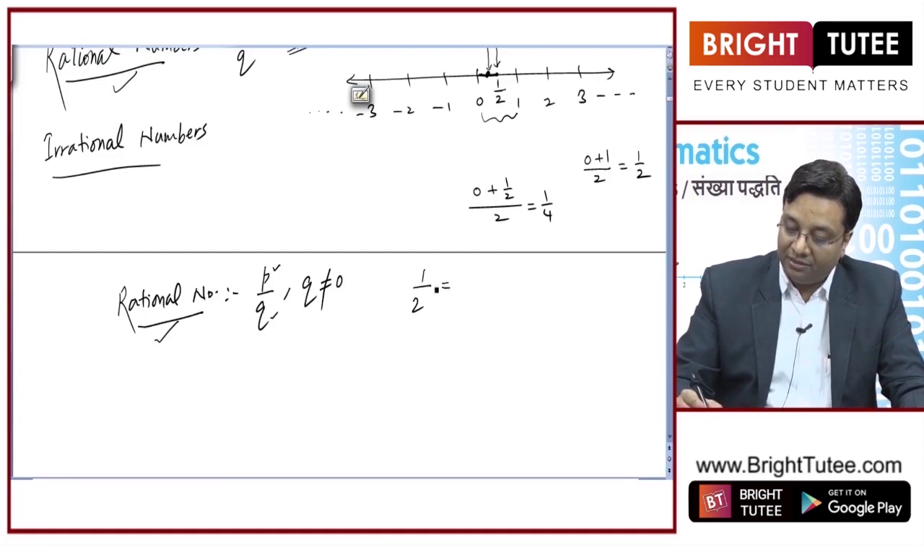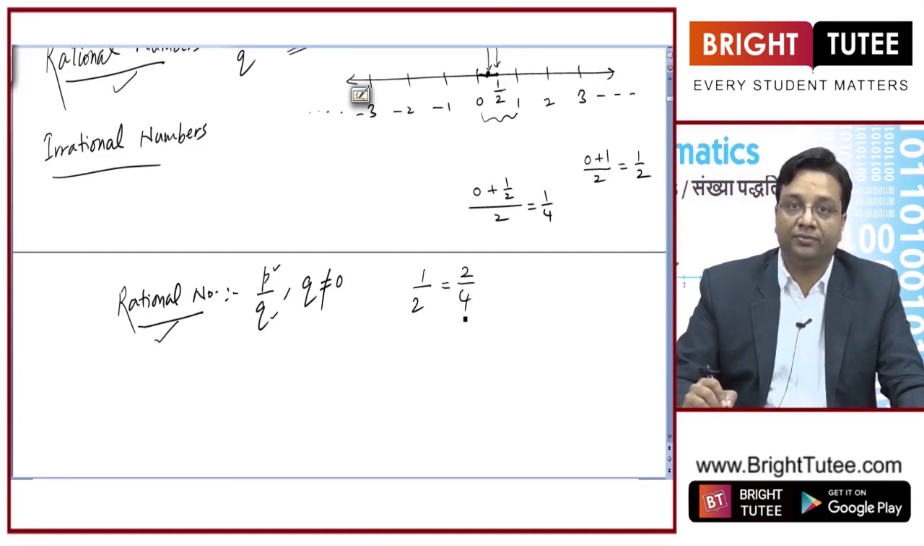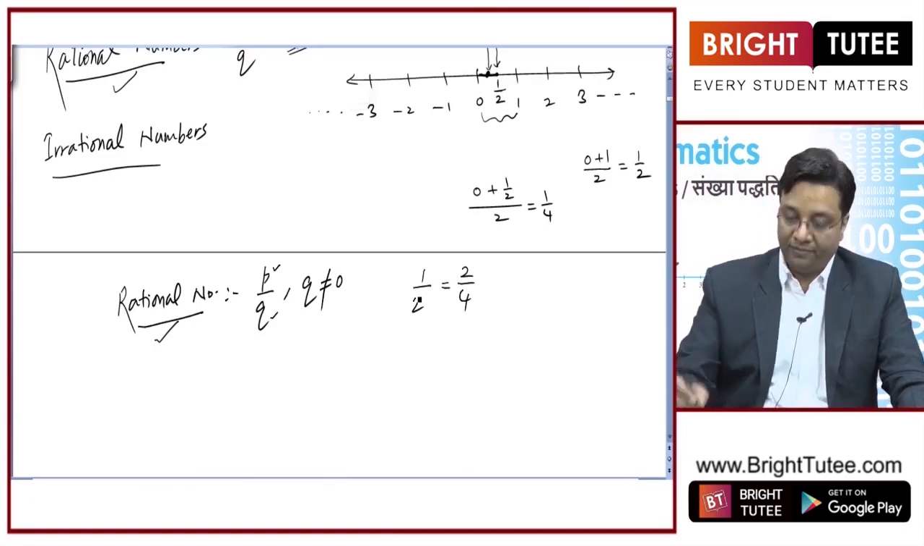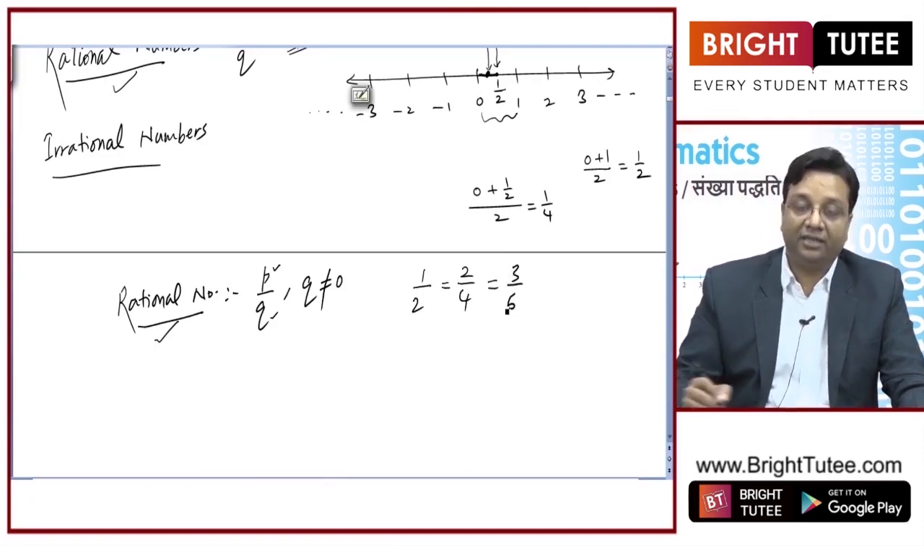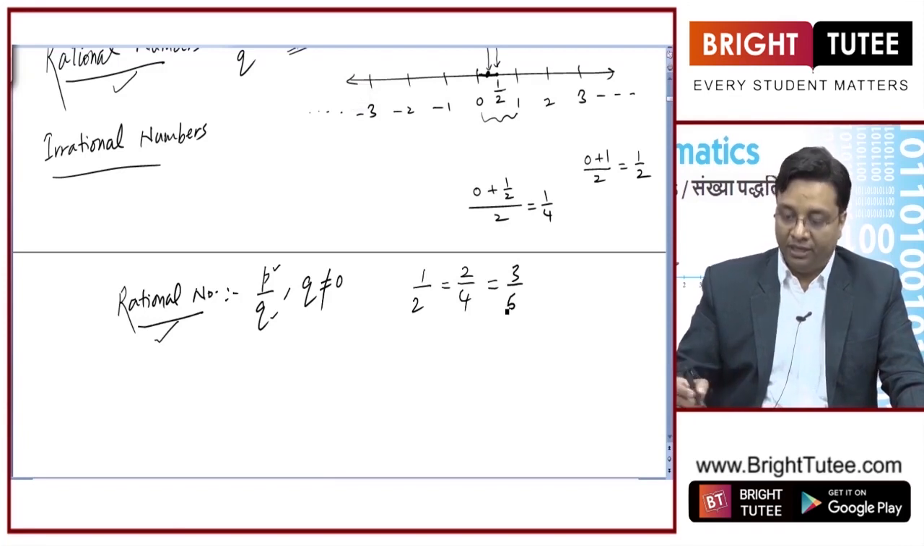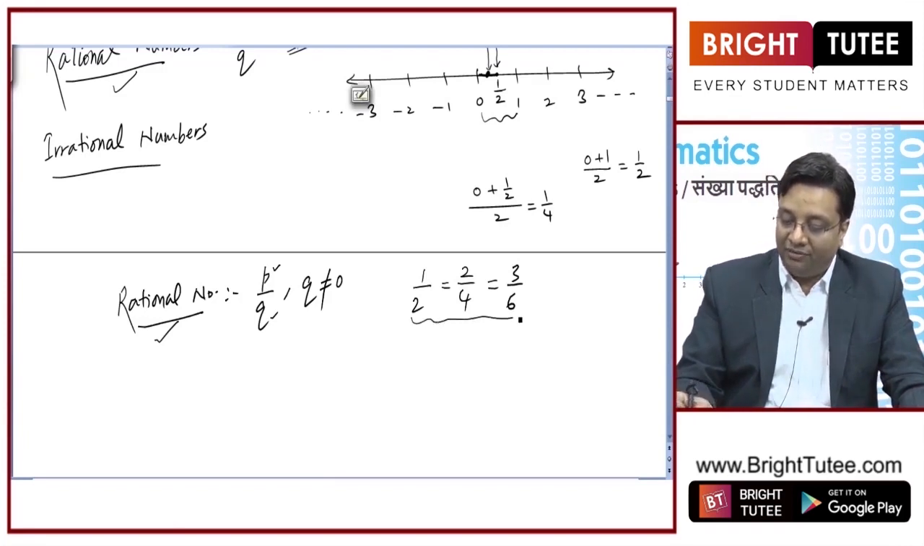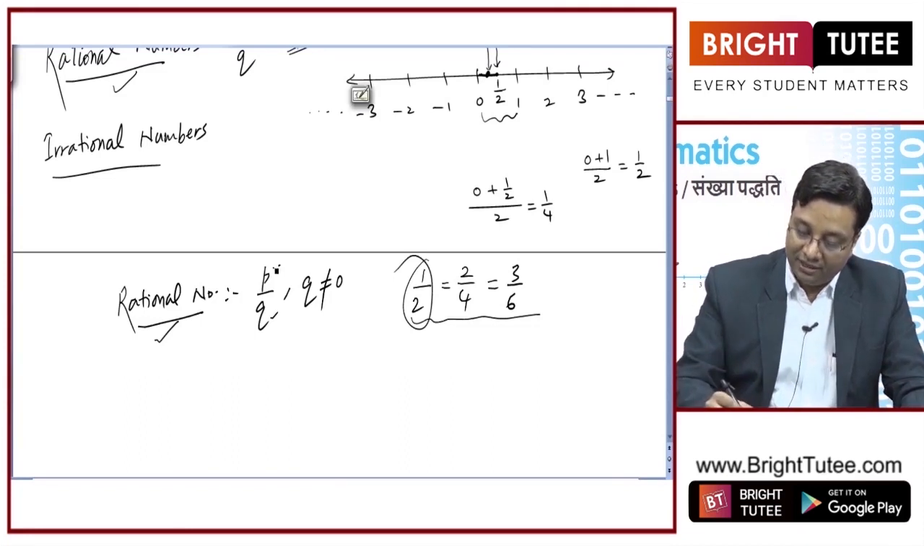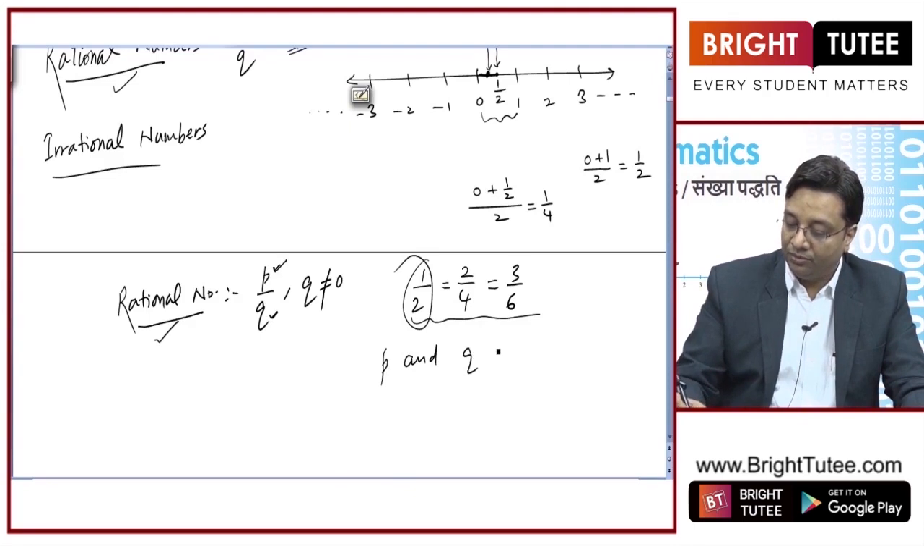I can write this number as 2 by 4 also. 2 by 4 and 1 by 2 are equivalent ratios. 3 by 6 for that matter is also equivalent to this. So there are infinite ways of writing this number, but if I consider that p and q are co-prime, what are co-prime numbers?